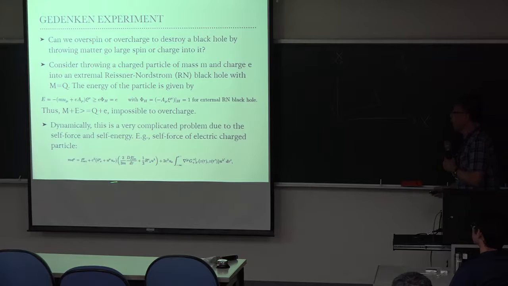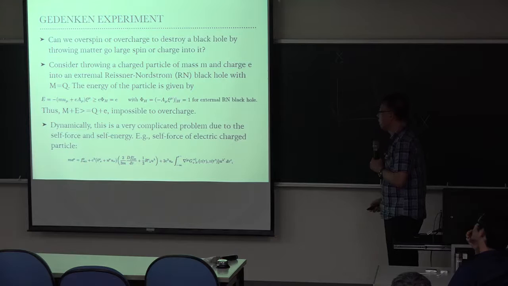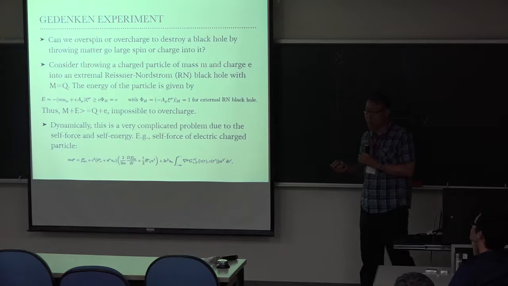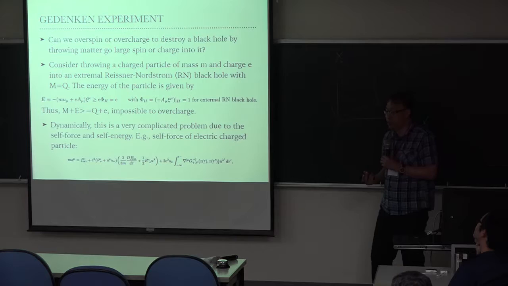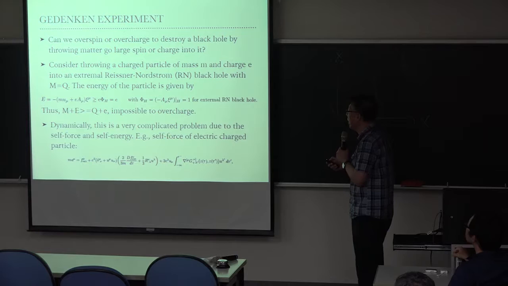And then people are not satisfied with the conjecture, so they always try to think how we can destroy the black hole and make a naked singularity. A naive Gedanken experiment is easy to think of: can we just overspin or overcharge a black hole by throwing something into it? For example, if I have a Schwarzschild black hole, can I just throw into it a charged particle with a very small mass and a very large charge? In this case, probably I can violate this condition and turn this black hole into a naked singularity. However, even in this case, it's not so clear that we can do that.